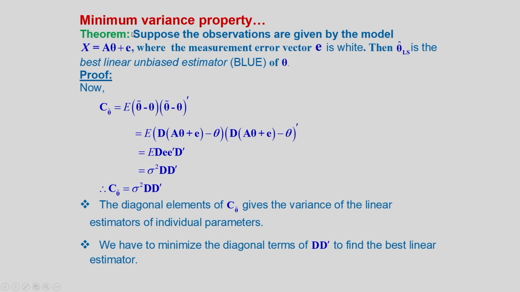Now, we will prove this theorem. Suppose the observations are given by the model x is equal to A theta plus E vector, where the measurement error vector is white. This is important: E is a white noise vector. Then theta LS hat is the best linear unbiased estimator of theta, because we are considering only the class of linear and unbiased estimators. Out of that class, theta LS hat will have the least variance. Theta LS hat will have the minimum variance.